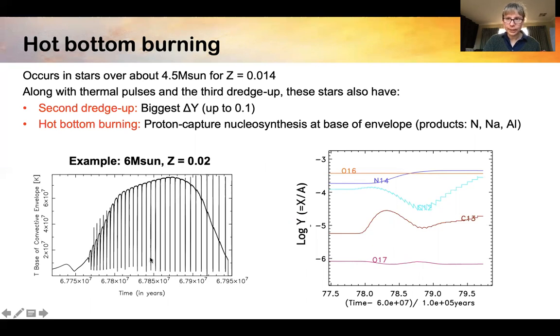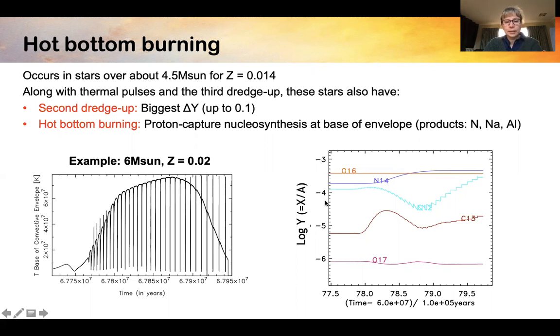That's because of expansion. Each time you have a thermal pulse, the whole star is expanding. So that pushes the base of the envelope into cooler regions, so the temperature goes down. Then the star recontracts and the base of the envelope goes up again, and hot bottom burning reignites. So this is why we get that up and down sequence in this diagram.